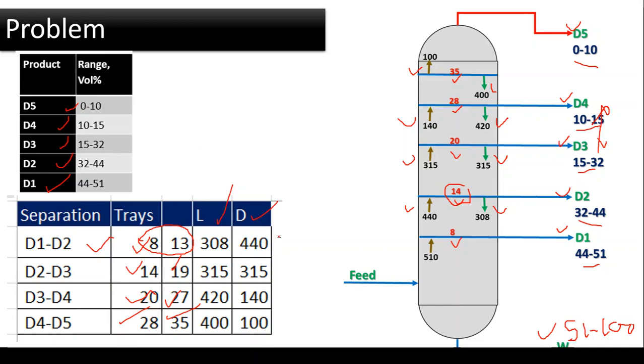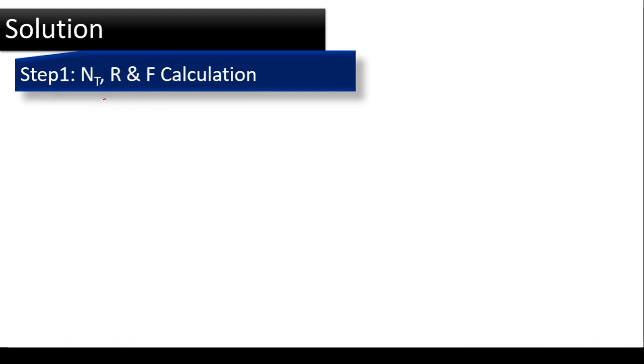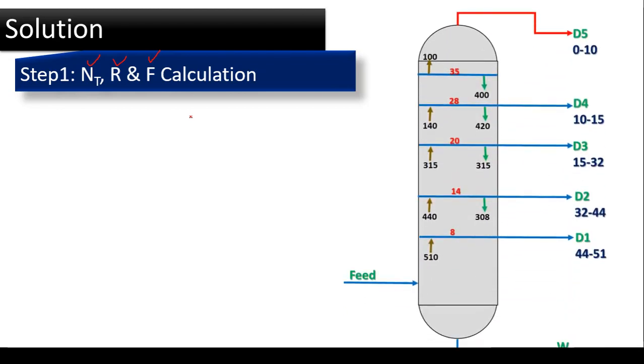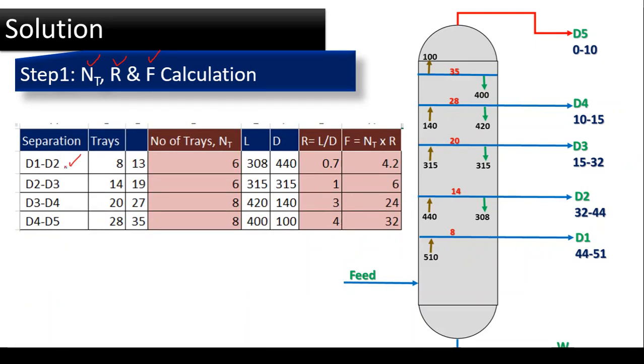Now come to the solution steps. So what is our first step? We have to find out the total number of trays between the fractions, the reflux ratio, and finally the F value. It's very easy because we know about the graph. All these are given. For D1 to D2 these ranges are given. So the total number of trays here is 6, that is 8, 9, 10, 11, 12, 13. Similarly for the separation between D2 and D3, these are basically the number of trays between these separations.